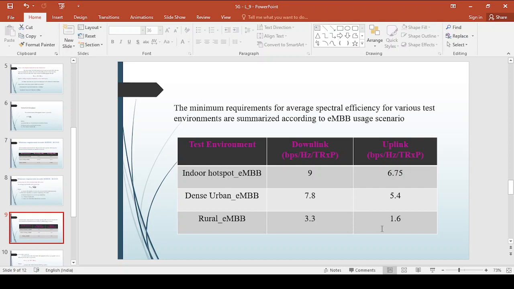Now these are the minimum requirements of average spectral efficiency in the downlink and the uplink in three different environments, that is indoor, dense urban and rural, right.